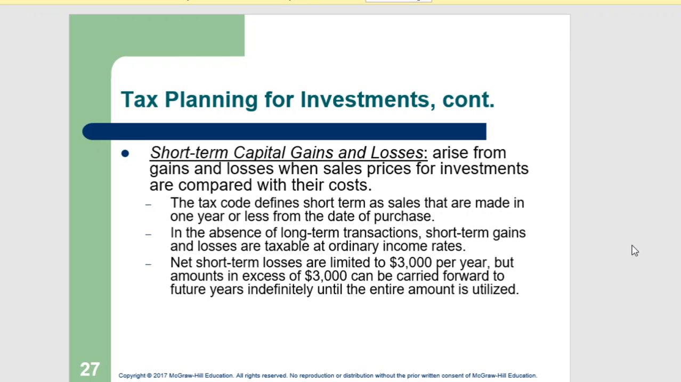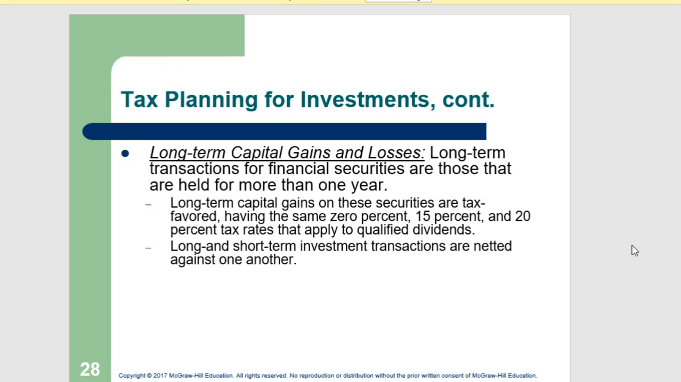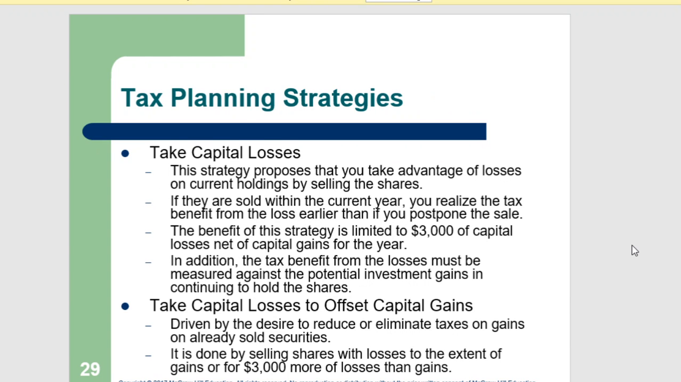And so that's where having a lot of short-term losses doesn't necessarily work. You can't have a big long-term gain and then a bunch of short-term losses and have that work out tax favorably. Long-term ones are held for at least a year. They have tax-favored treatment, and long and short-term investment transactions are netted against one another, right? So you sort of think about them as separate bins, really.